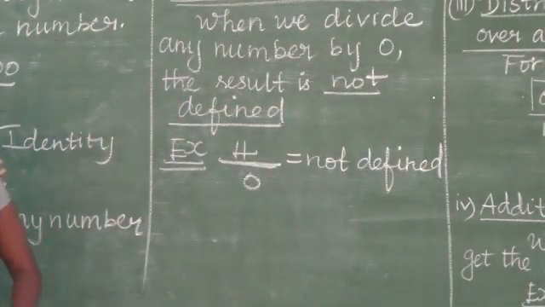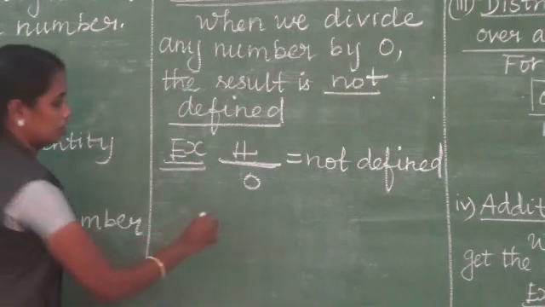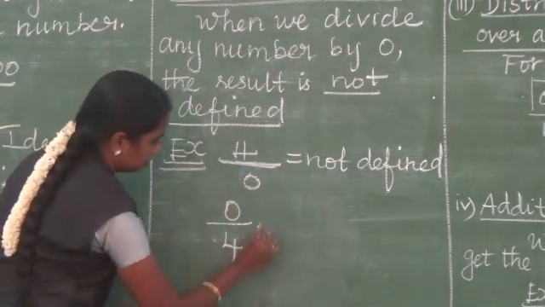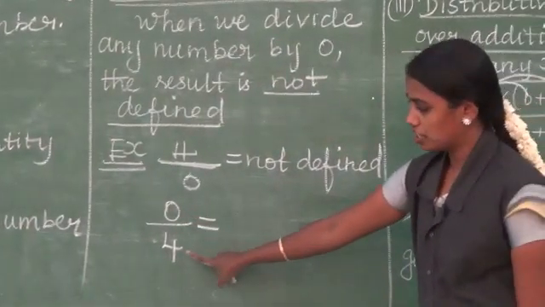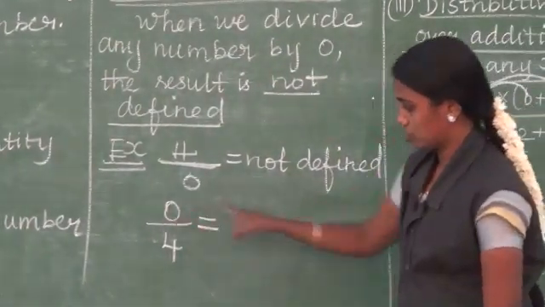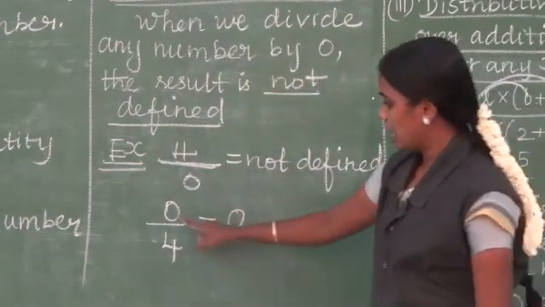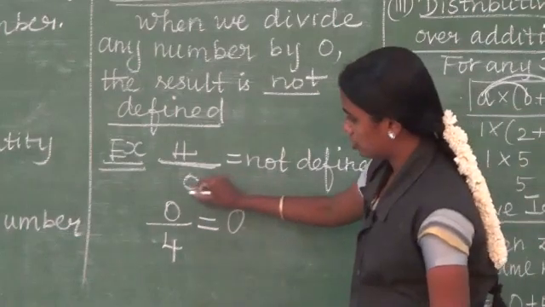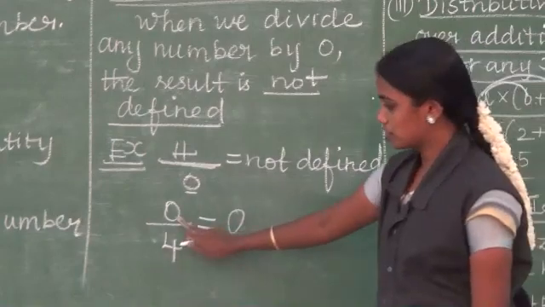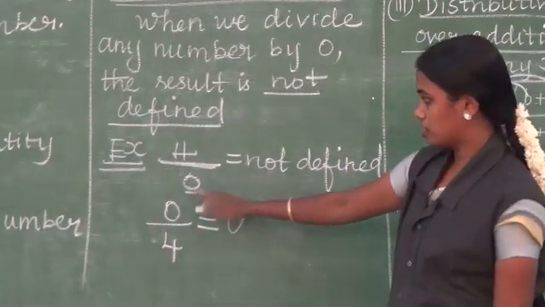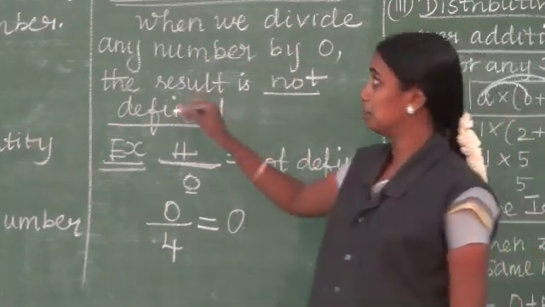You may ask me a question: if the 0 is in the numerator, what will you do? Listen. 0 by 4. The numerator is 0, the denominator is 4. If the numerator is 0, the answer is 0. Numerator 0 means answer is 0. Denominator 0 means the answer is not defined. It's a clue for you. Clear, everyone?